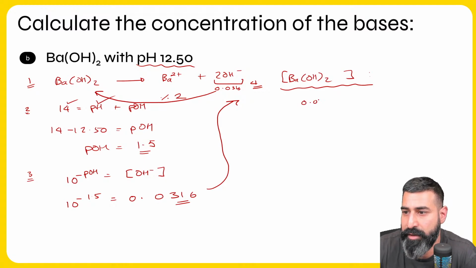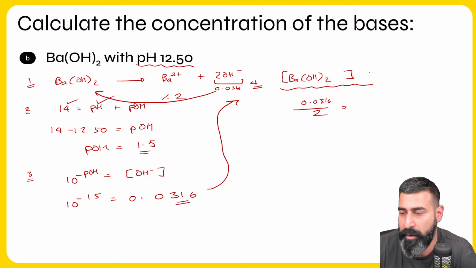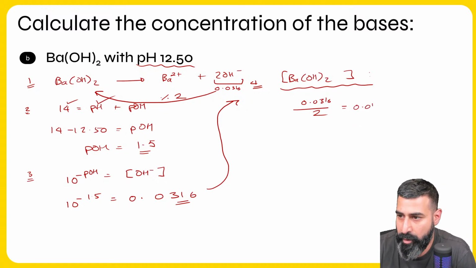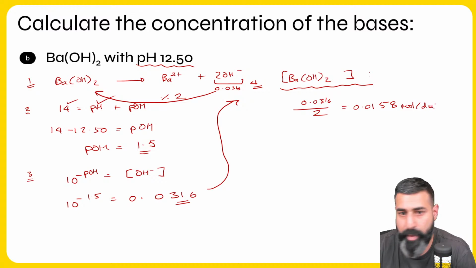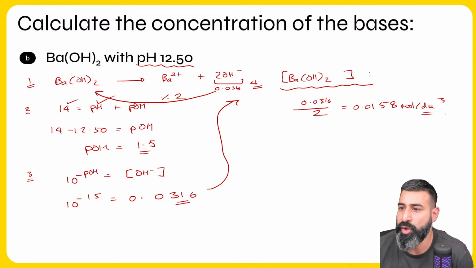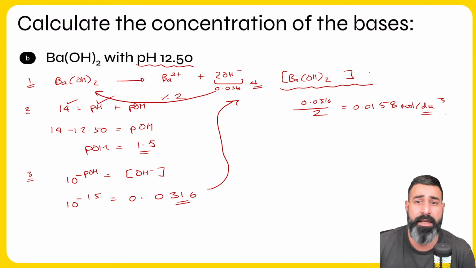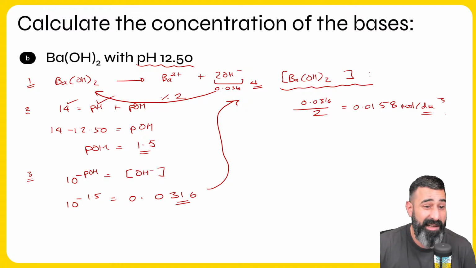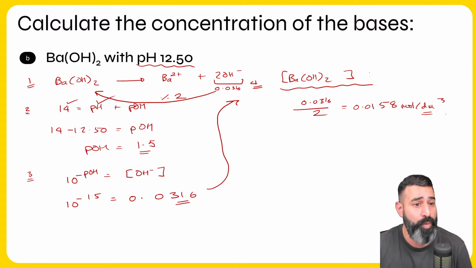So we're going to do 0.0316 over 2 to get our 0.0158 moles per decimeter cubed. Yeah, absolutely. Super. And there you go. That's the concentration of the base before it dissociated, okay? So just remember, pOH is a measure of the hydroxide ion concentration. If it asks about the base, then you've got to look at the dissociation equation to figure out what it's actually asking you to do. Same with strong acids as well.